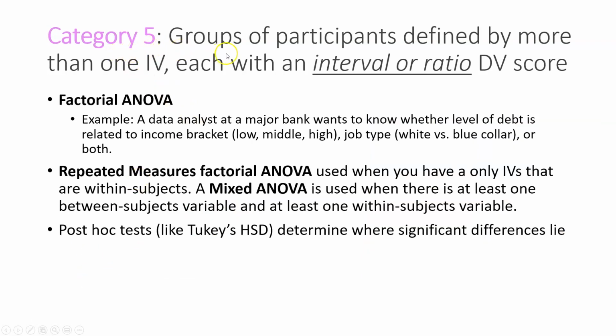Category 5 statistics are those that are groups of participants defined by more than one independent variable, and each one still has this number line kind of dependent variable where you can compute the mean. In order to do this, we would use a factorial ANOVA. An example of that might be a data analyst at a major bank who wants to know whether the level of debt is related to their income bracket, low, medium, and high, and also whether it's related to their job type, white versus blue collar, or both, or some interaction between the two.